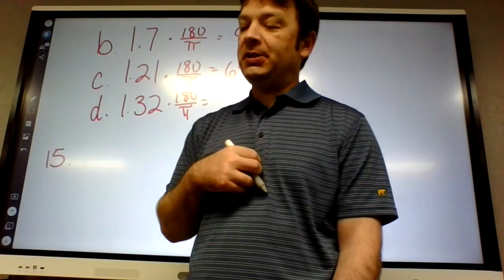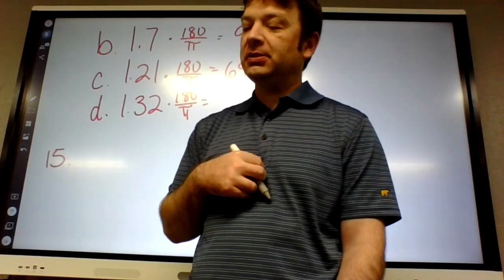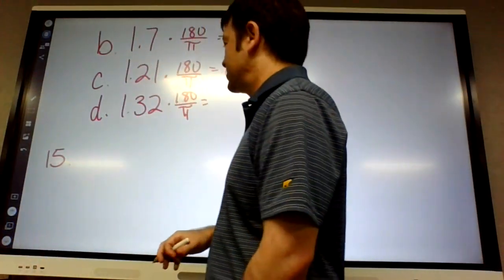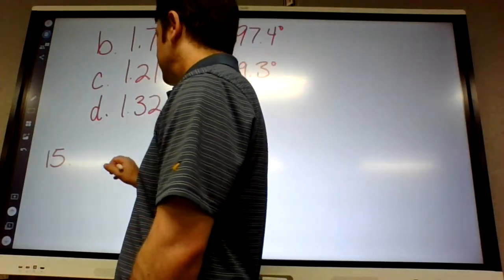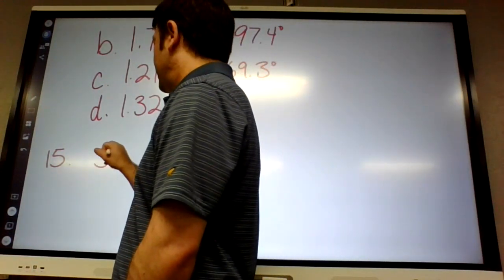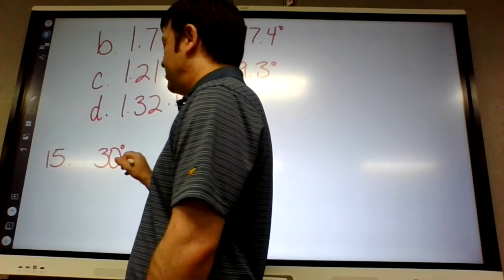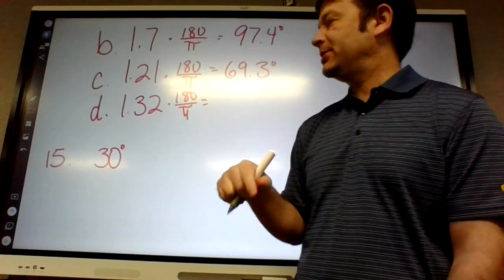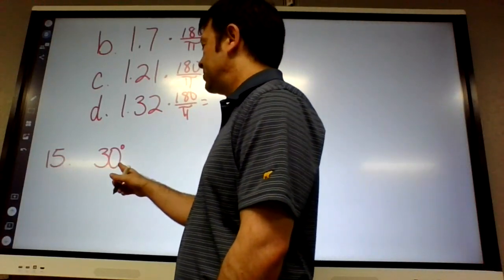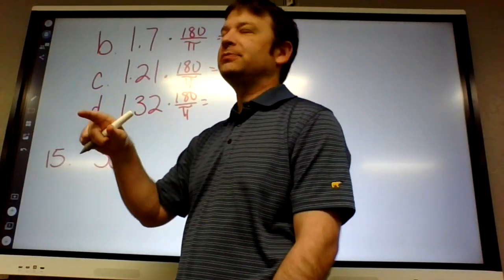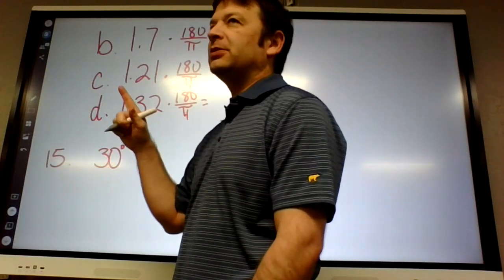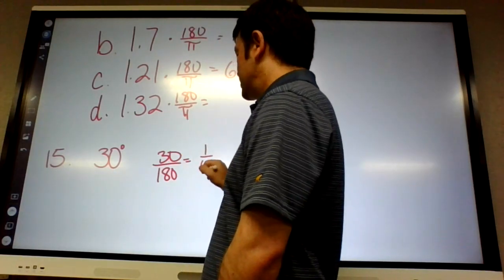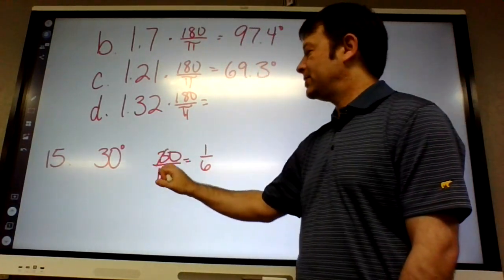So on 15, let's start with degrees. How many degrees do you guys think 15 is? Probably about 30, I'm gonna guess. And what fraction of 180 is 30 degrees? Pi over 6. 30 of 180 is 1/6, 3 and 18 reduced basically to 1/6.